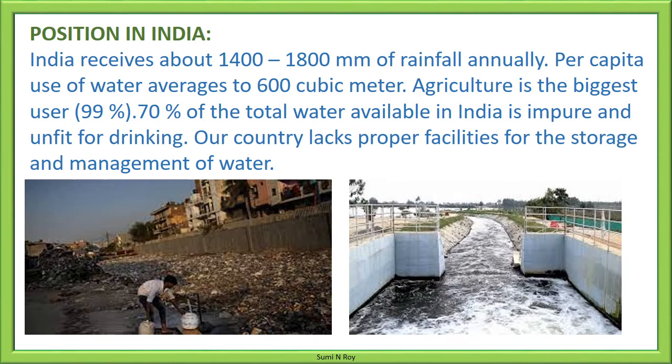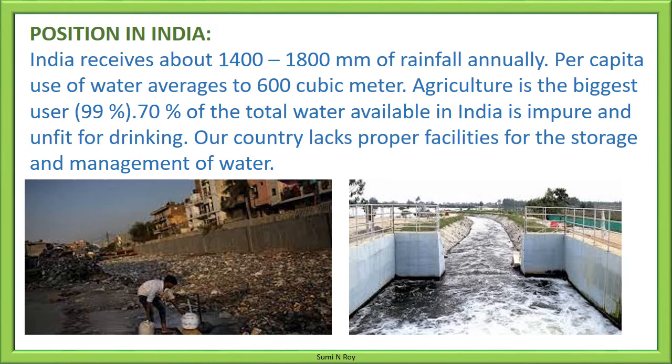Now let us see the position in India. India receives about 1400 to 1800 mm of rainfall annually. Per capita use of water averages 600 cubic meters. Agriculture is the biggest user.